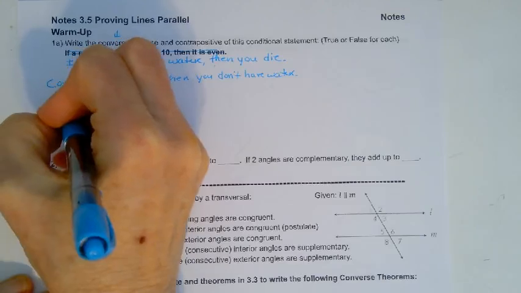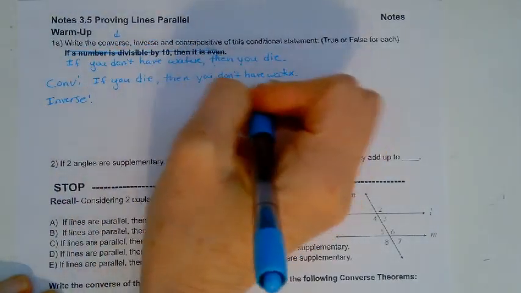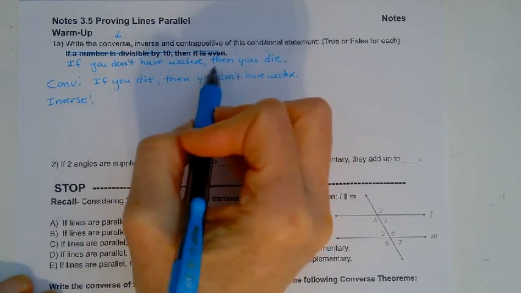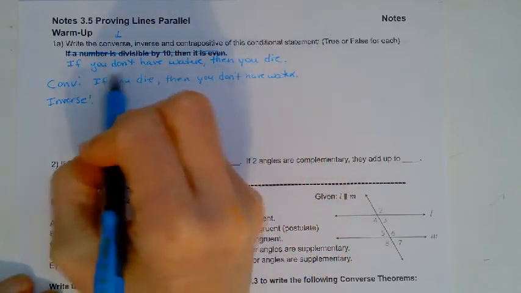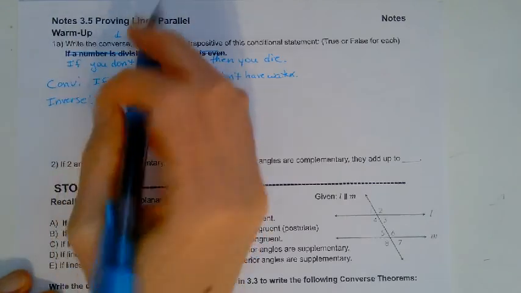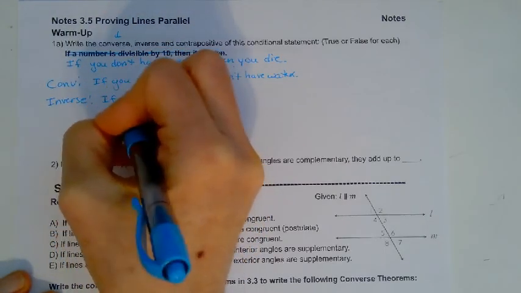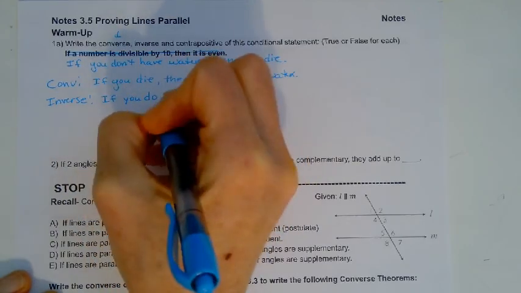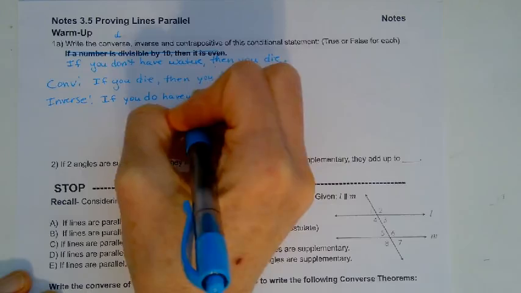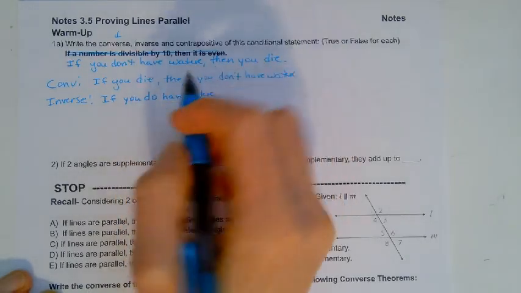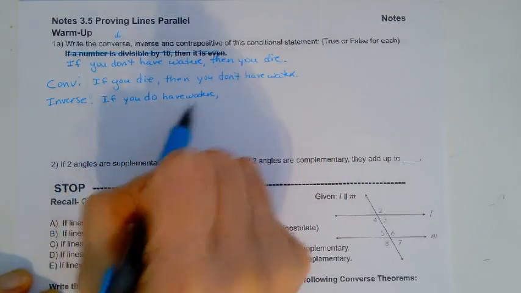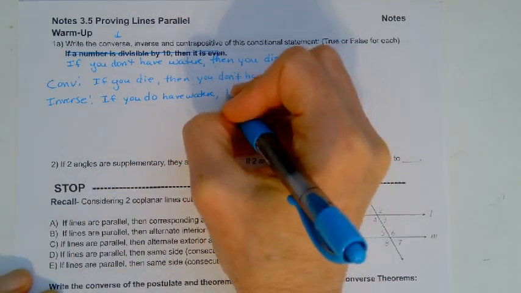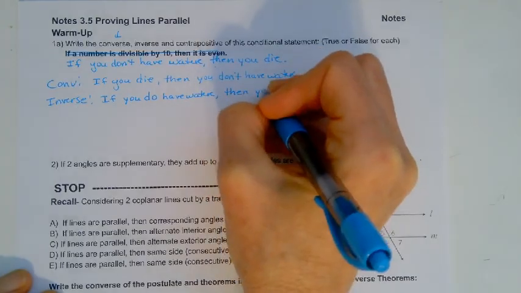Now the inverse, we don't flip the two. We take this statement and we negate it. And then we take this statement and we negate it. So we give the opposite truth value. So if you don't have water, we're going to say if you do have water. That's the opposite meaning. And then you die. Well, the opposite would be then you don't die.